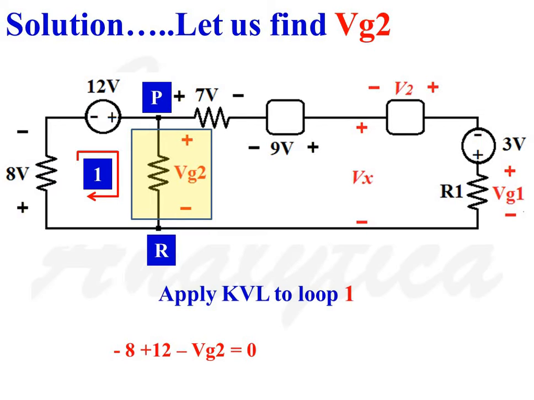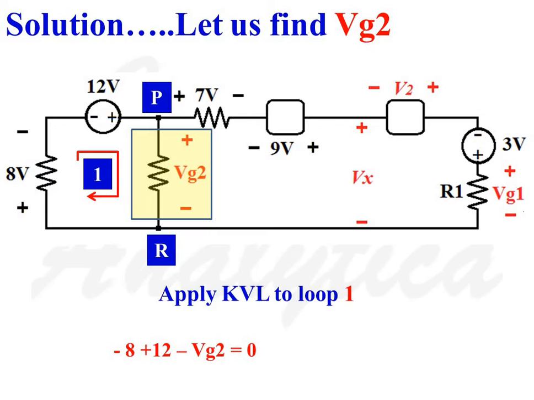We will get this equation: minus 8 plus 12 minus Vg2 is equal to 0. We are moving in the clockwise direction. When we approach the term 8 volt, as we move from positive potential to negative potential, that term is taken as negative. When we consider 12 volt, we move from negative potential to positive potential in the clockwise direction, so 12 volt is taken as plus 12.